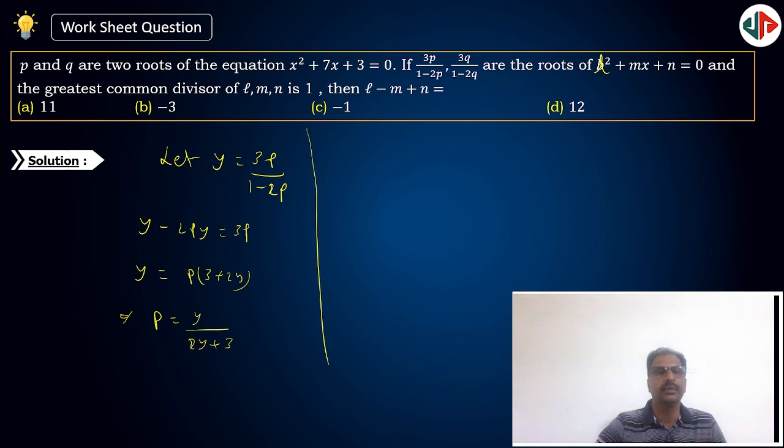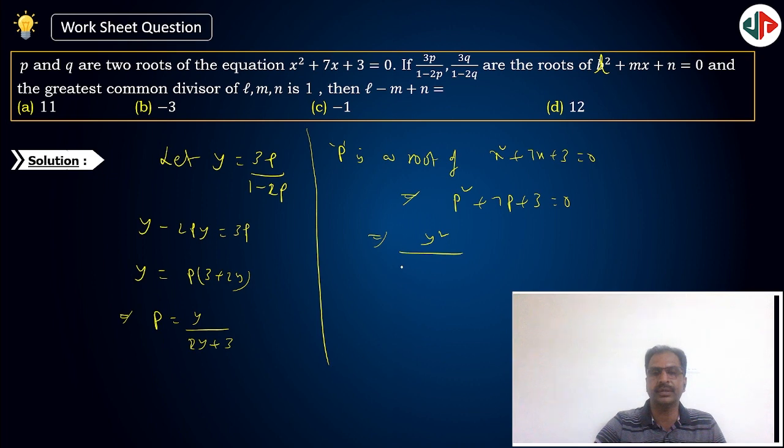Now, p is a root of which equation? The given equation. p is a root of x^2 + 7x + 3 is equal to 0. Implies in place of x I can write p. Now what is p we got? y by 2y plus 3. So y^2 by (2y + 3) whole square plus 7 into y by (2y + 3) plus 3 is equal to 0. Take LCM and simplify.